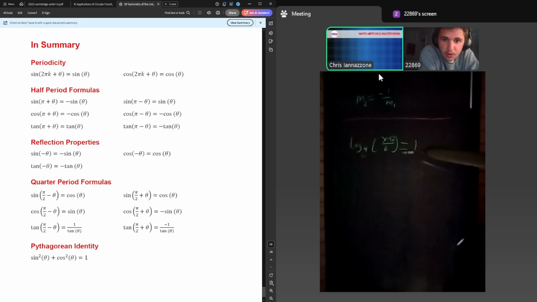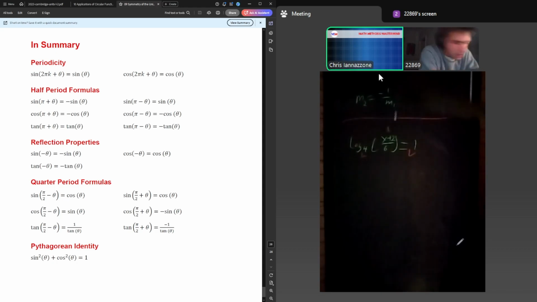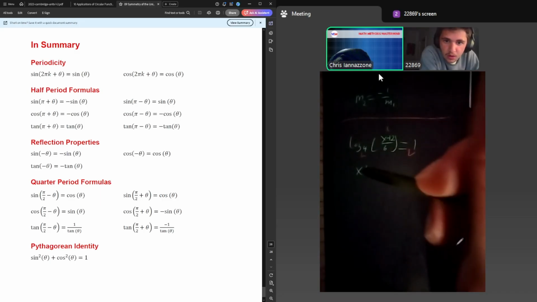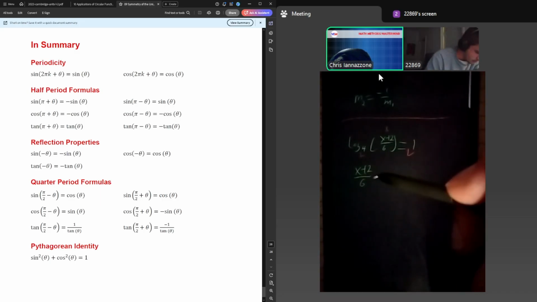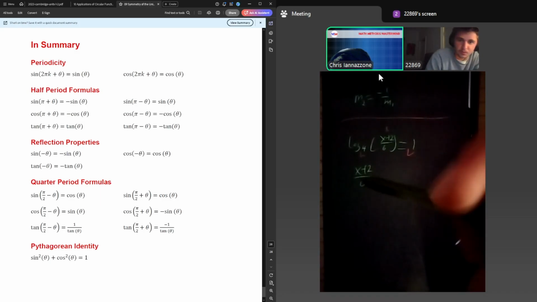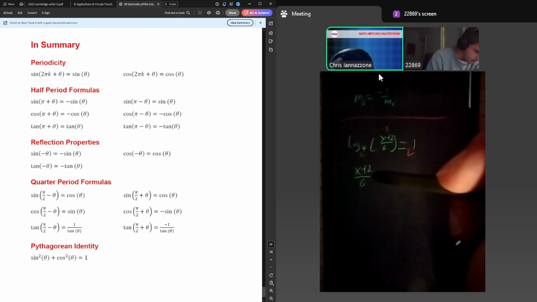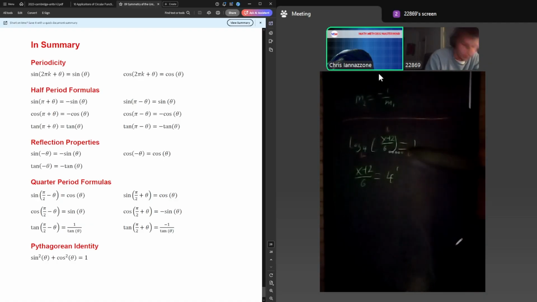So here's your base, here's your power, and here's your bracket. So that comes out the front, x plus 2 over 6, 4 to the, what am I saying? Yeah, 4 to the 1. 4 to the 1 is equal to that.